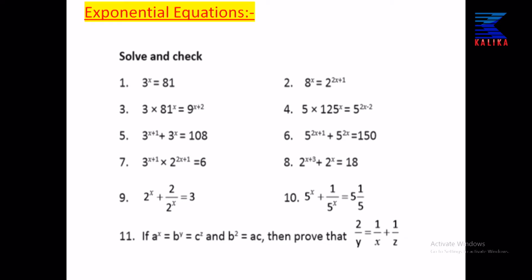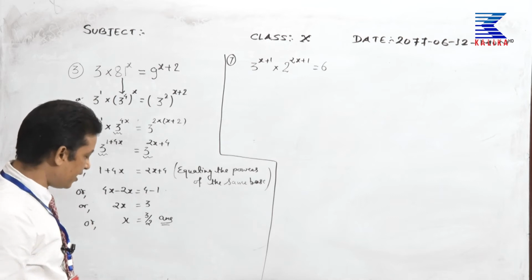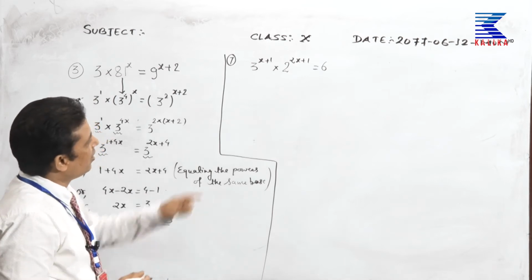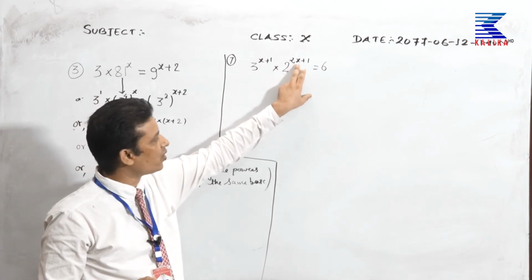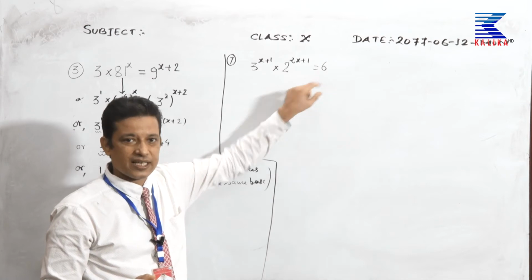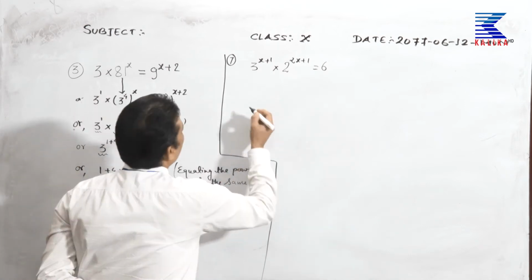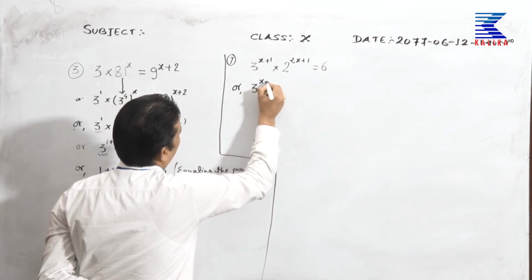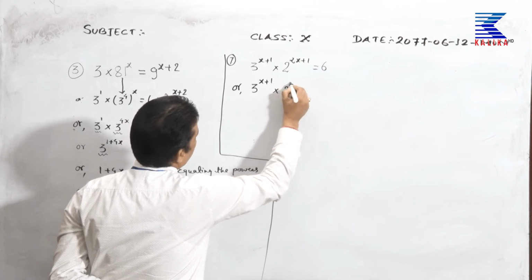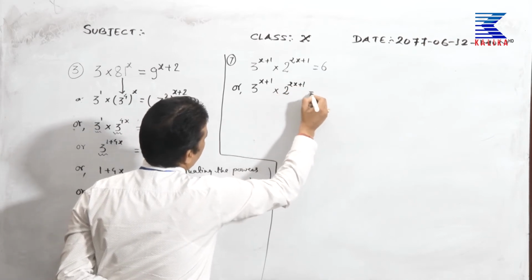Question number 7 is like this: 3 to the power x plus 1 times 2 to the power 2x plus 1 is equal to 6. Now, let us see on the board, please. 3 to the power x plus 1 times 2 to the power 2x plus 1 is equal to 6. Again, let us follow the same method, that we need to factorize into the lowest term for all the numbers if it is possible.